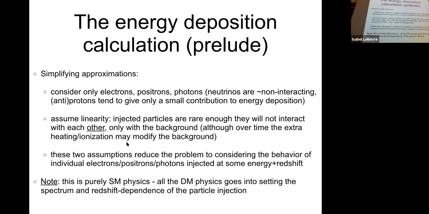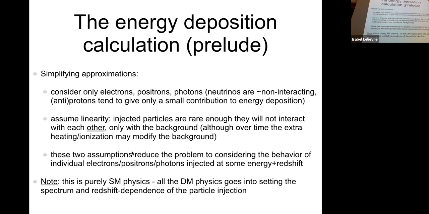The other approximation we're going to make is that we're injecting a small enough number of particles that it's very rare they will interact with each other. So we're only going to take into account interactions between the ejected particles in the background, not between injected particles and ejected particles. And that means that the problem is linear in that sense. If I double the number of injected particles, I'll get twice as many interactions between the ejected particles in the background.